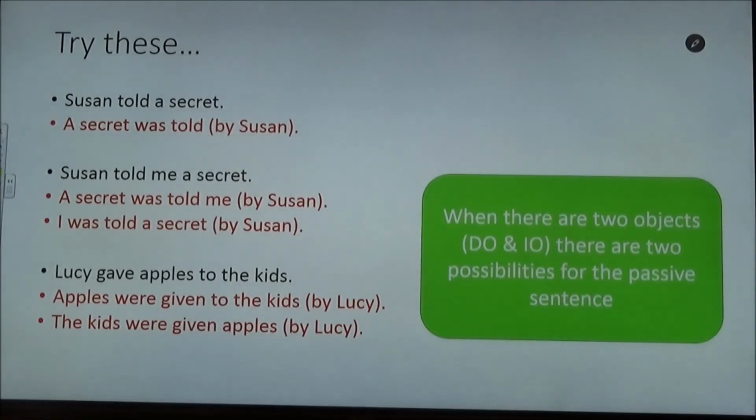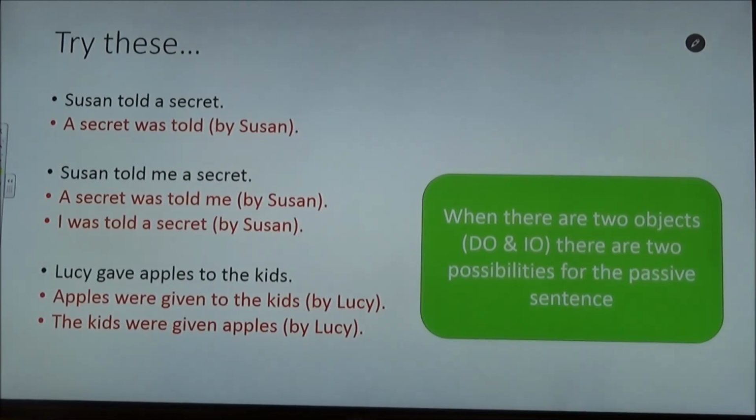As I told you, the object has to be made the subject of the passive sentence. That's easy when you have a direct object. However, some sentences have two objects, a direct object and an indirect object. In that case, both can be made the subject of the passive sentence. So we have two variations possible. On the test, if there's two variations possible, you should give them both. Otherwise you lose a point.